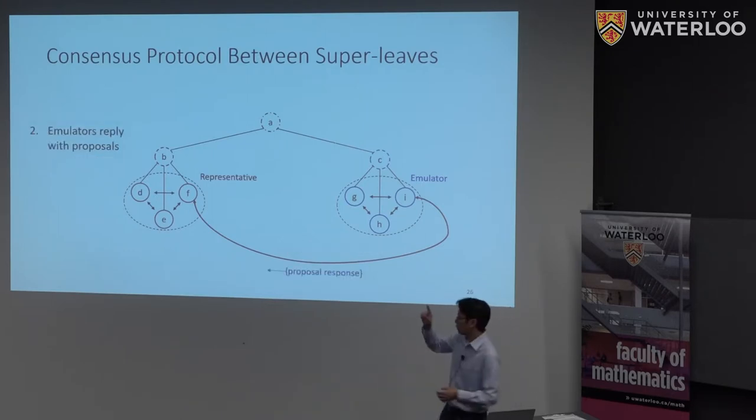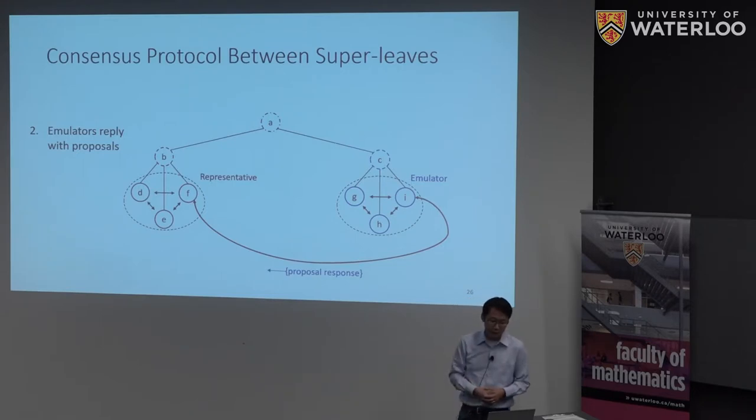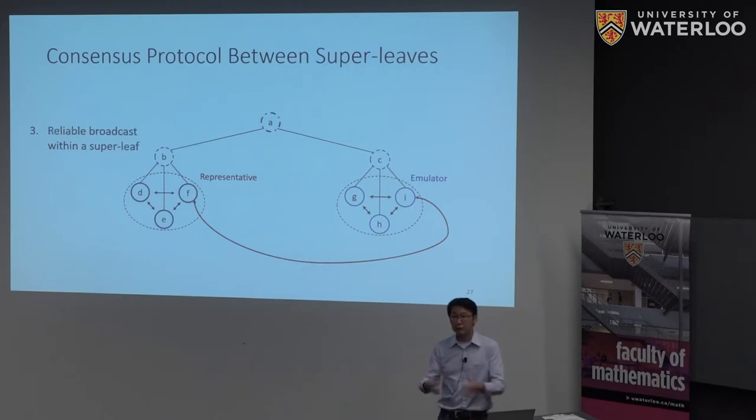Okay, so node F will send a proposal request to the emulator, and then the emulator will send a proposal response containing the state of vnode C back to the representative. And once the representative receives the state of the remote vnode, it will use reliable broadcast to send it to the other members of its superleaf. Now, the case of representative failure is fairly easy to handle. The superleaf will at some point, probably after some timeout, determine that the representative has failed and will elect a new representative.